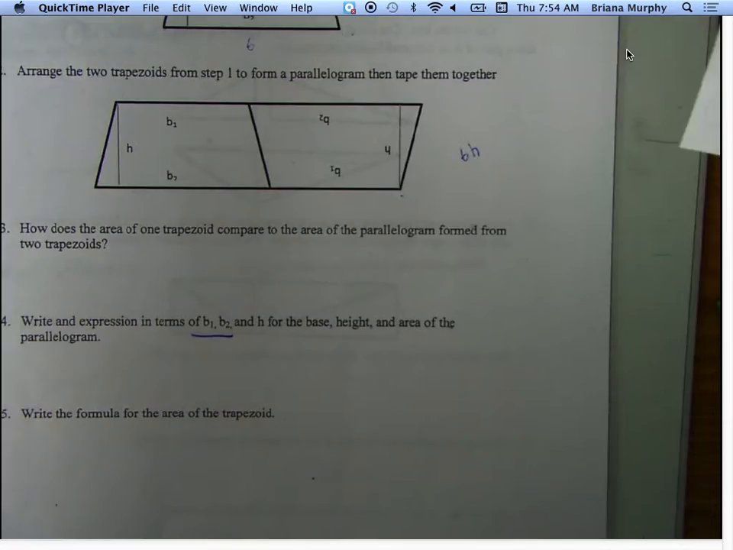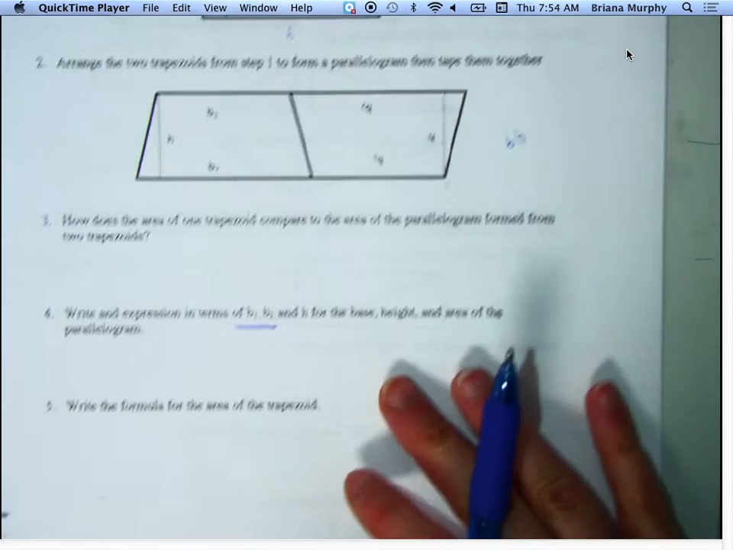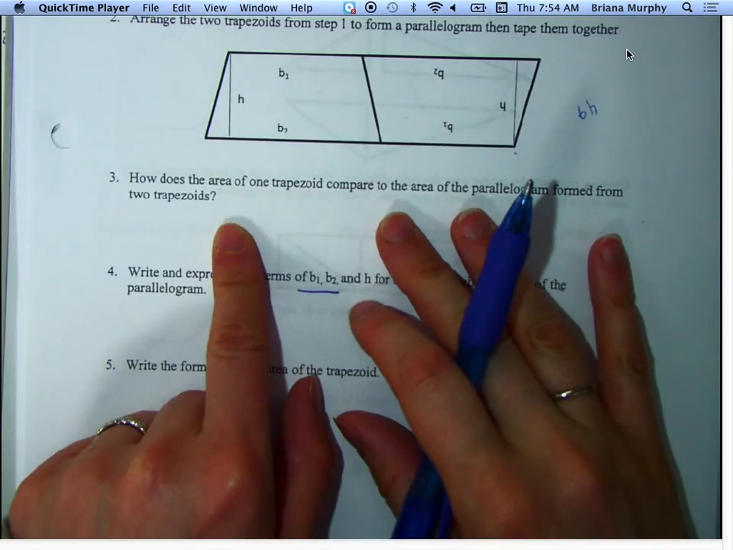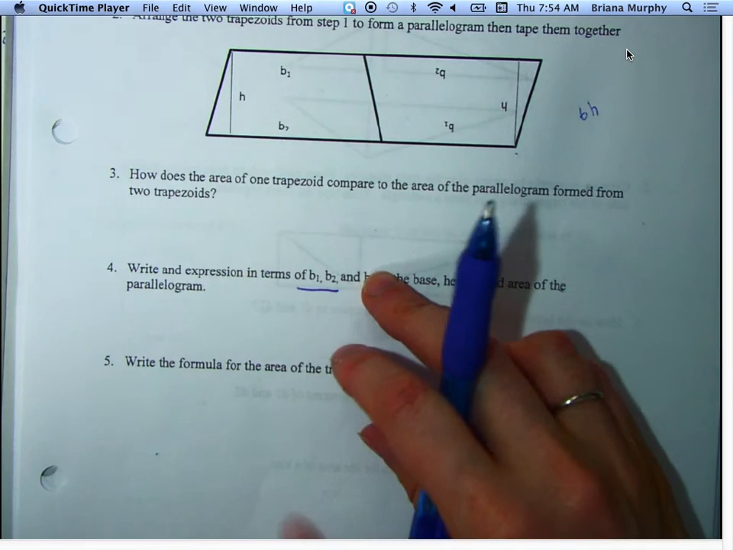Guys, cut this out yesterday. You put it on a separate sheet of paper. You taped it together, okay? But the most important things are 3, 4, and 5, okay?